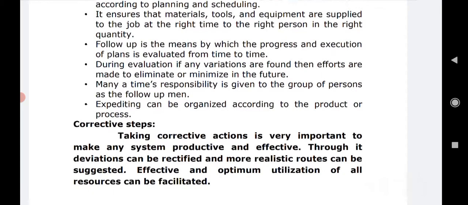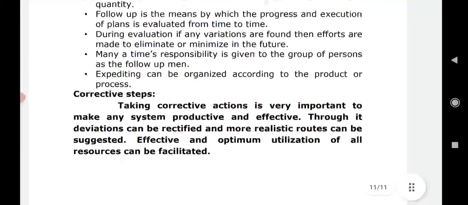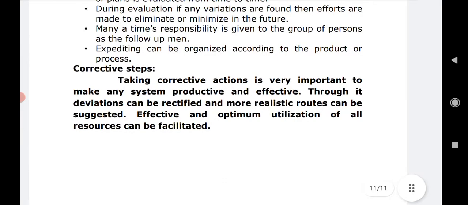And then what is important is taking the corrective steps depending upon the follow-up. Taking corrective actions is the very last step, and it is a very crucial stage, because taking corrective actions is very important to make any system productive and effective. If you are just checking, making the follow-ups, and finding the deviations, but not taking any corrective steps, that means if no corrective steps are taken, then the whole process of PPC has no benefit, no advantage.